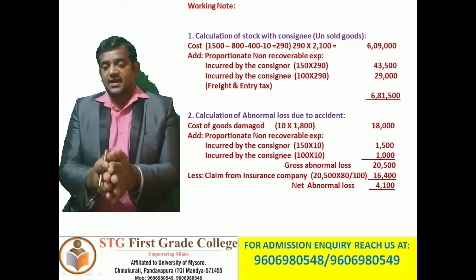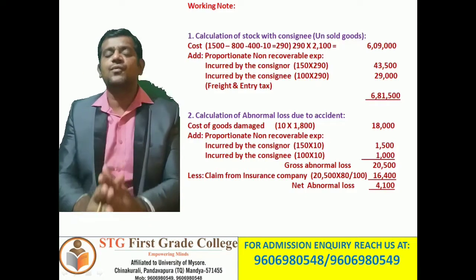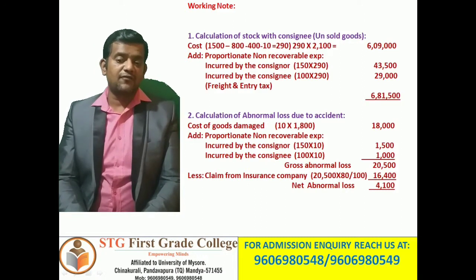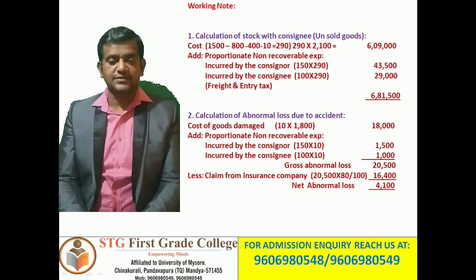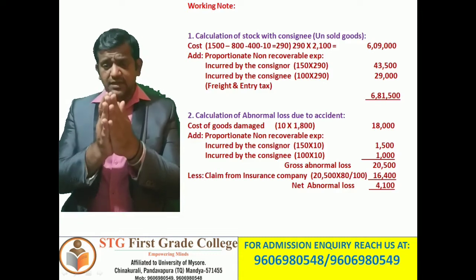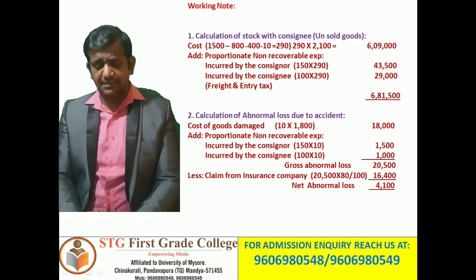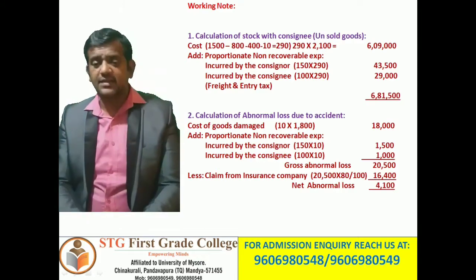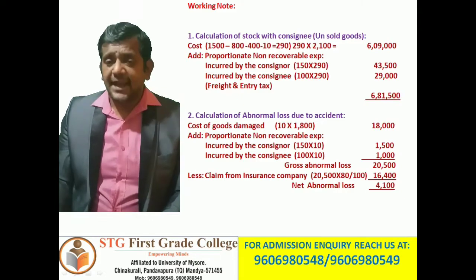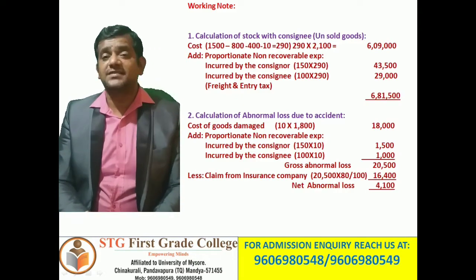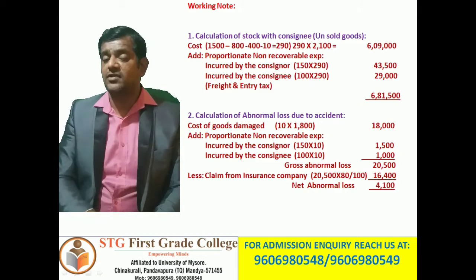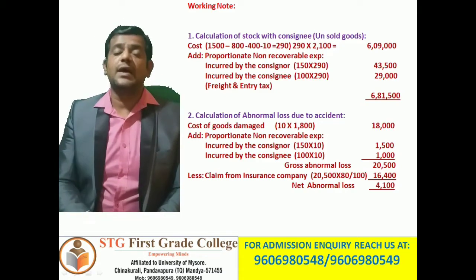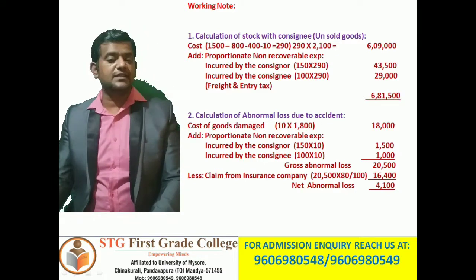6,81,500 rupees. Clear? So let us go back to the working note number 2 to identify the value of abnormal loss. So here you have to understand again, cost of the goods damaged. How many bicycles met with an accident? 10 bicycles. Open the bracket and write 10 into what was the cost price. See, when we are calculating abnormal loss, we are going to find cost value. Clear? So 10 into 1,800, so that comes to 18,000 rupees.